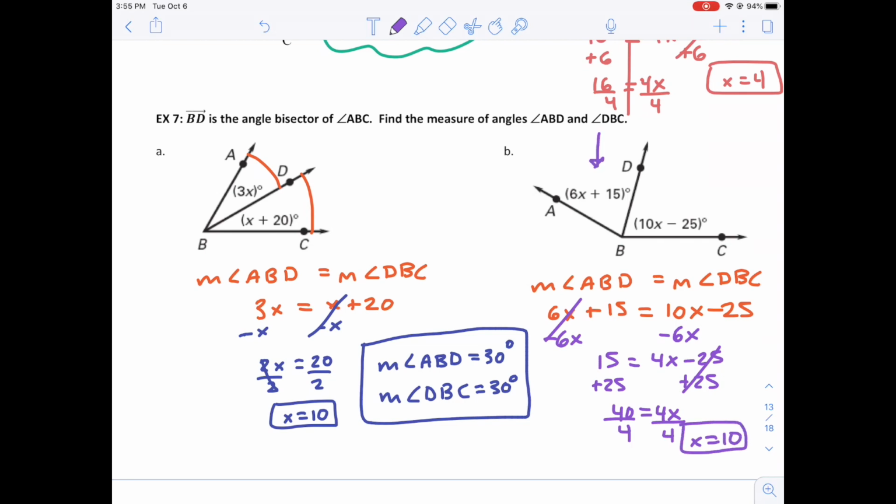And then I would have to plug that in for both of those. So I'm going to just plug in the one that looks easiest, which is 10 times 10. So 10 times 10 is 100 minus 25 would give me, what, 75 degrees? So the final answer on that one is the measure of angle ABD equals 75 degrees. And the measure of angle DBC also equals 75 degrees.